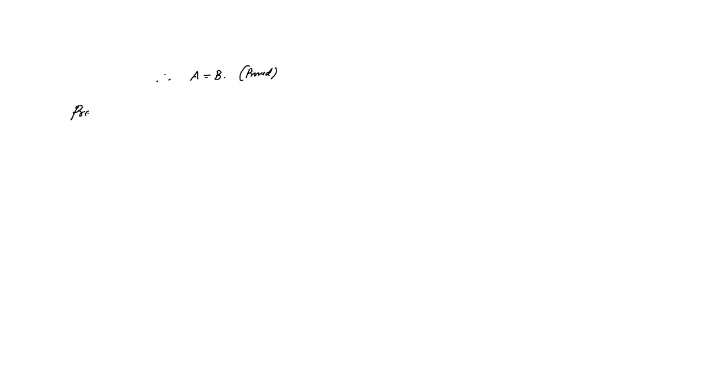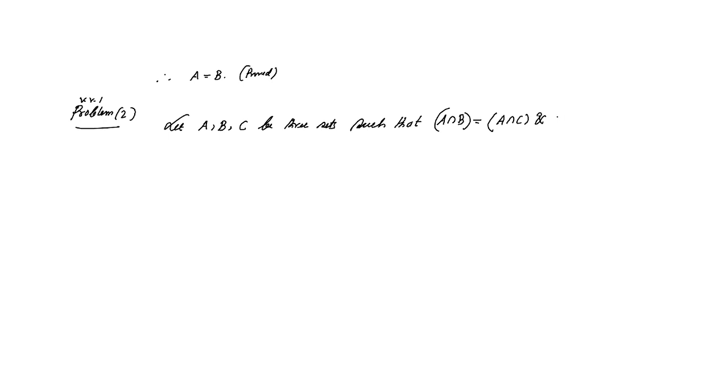Now we will go to the second problem, problem number 2, and this problem is also very, very important. Let A, B and C be three sets such that A intersection B equals A intersection C, and A union B also equals A union C. Now, what is the question? Then prove that again B equals C.